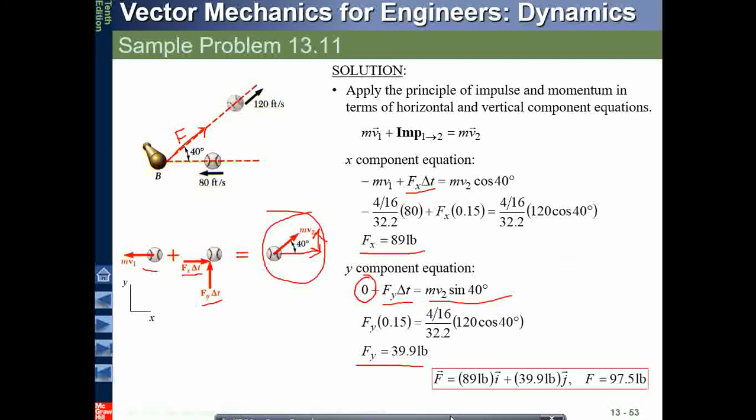Once both of them are solved, we can write them in vector form like this. This was the force equation in vector form, and in magnitude it is 97.5 pounds. How is it obtained? Square root of 89 squared plus 39.9 squared. The resultant comes out to be 97.5 pounds. So this was a very simple problem.